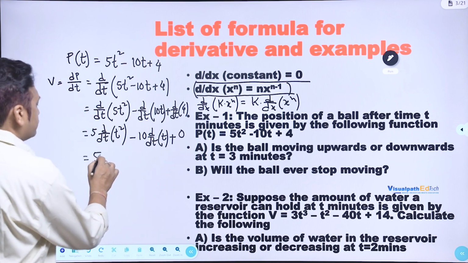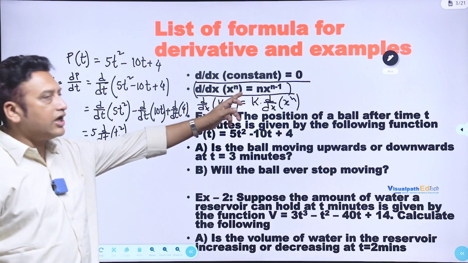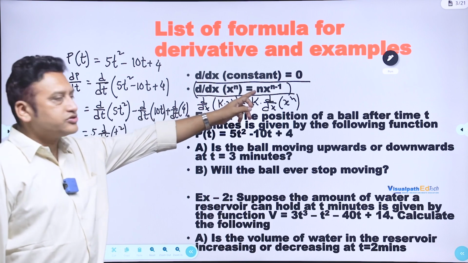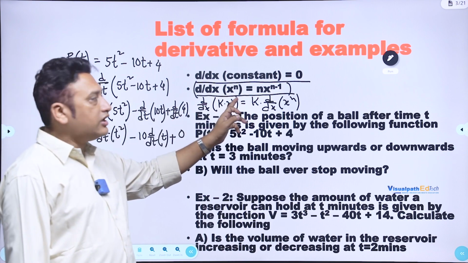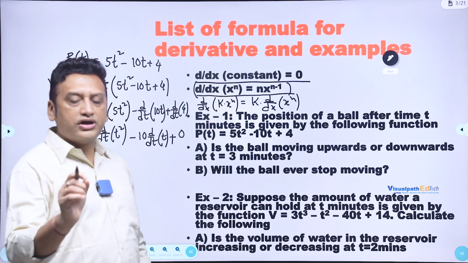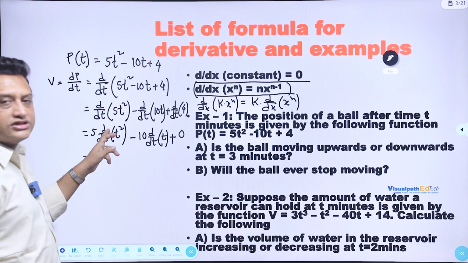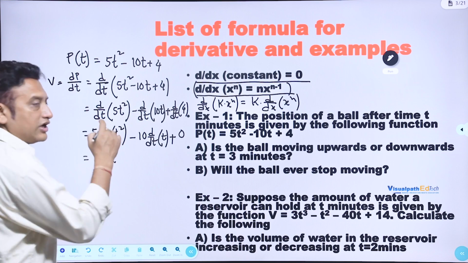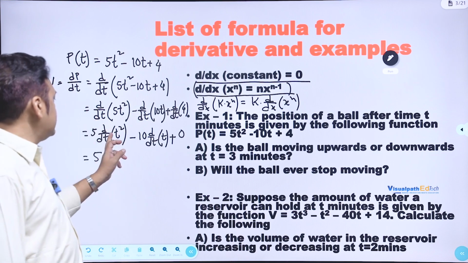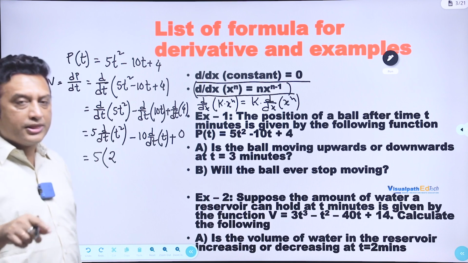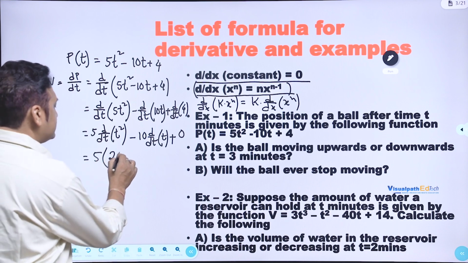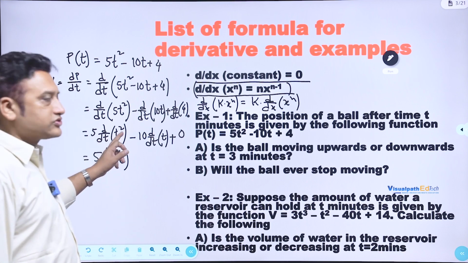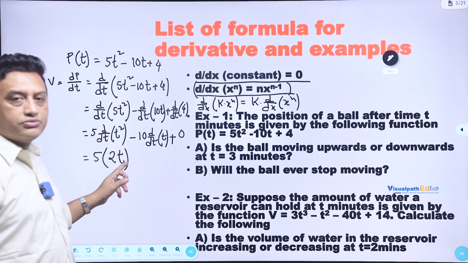So, 5 into what is d/dt of t square? We are going to apply d/dx of x to the power n. The rule says that the power comes to the coefficient and then we will write x to the power n minus 1. So, here we have t square. When I do the derivative, I will get 2, 2 will come to the coefficient, and then t to the power 2 minus 1. T to the power 2 minus 1 will give me only t. Okay. So, that is my derivative done. d/dt of t square can be written as 2 into t to the power 2 minus 1.